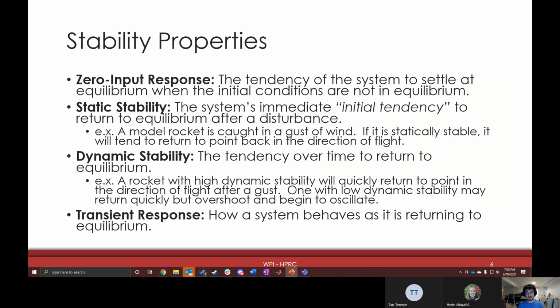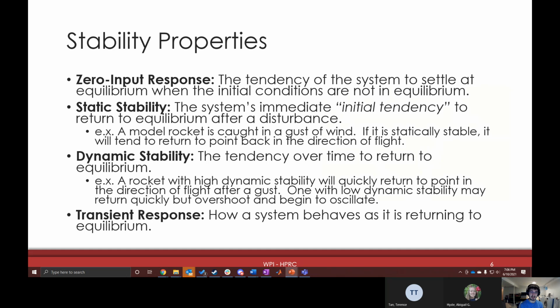Just a couple stability properties. You don't necessarily need to remember all of these perfectly. You can always come back and reference this later. The zero input response of a system is the tendency of a system to settle to an equilibrium when the initial conditions are not in equilibrium. It's like if the initial position was halfway up a hill, there's a zero input response that it tends to go down the hill.